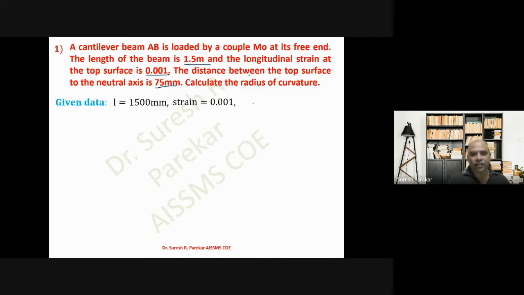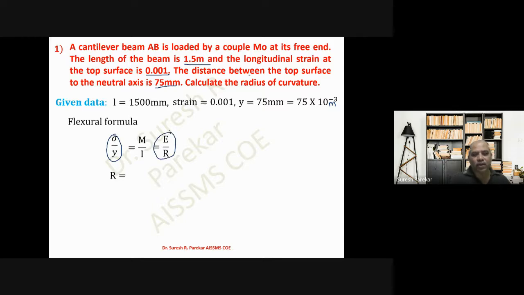L is 1500 mm, strain is 0.001, y is 75 mm, that is 75 into 10 raised to minus 3 meters. Then we have the flexural formula: sigma by y is equal to M by I is equal to E by R. Now we are interested in the terms sigma by y is equal to E by R, and therefore we get R is equal to E by sigma into y.